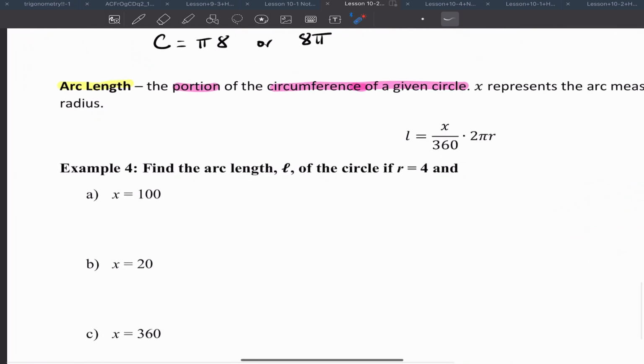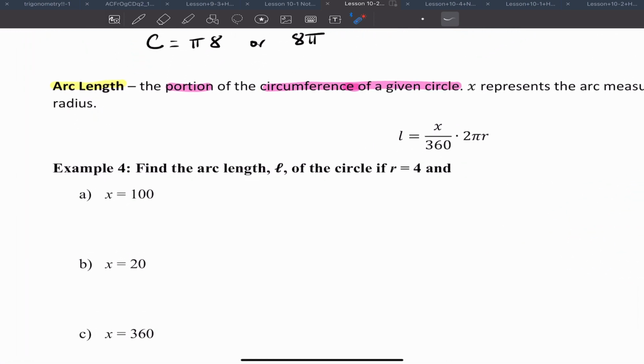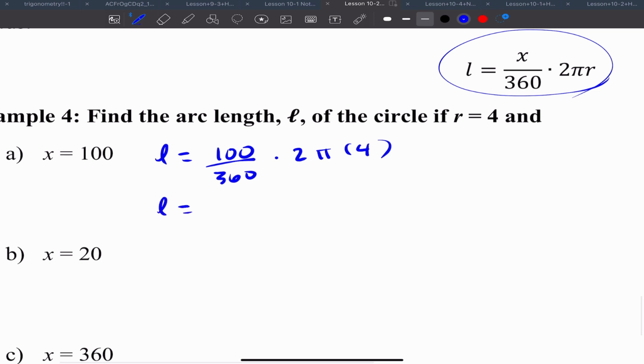So, example 4 says, find the arc length L of the circle if R, or the radius, is 4, and X is equal to 100. So, I'm going to use this formula. L equals 100 over 360 times 2 pi, well, the radius is 4. And I'm going to rewrite this as L equals 100 over 360 times 2 and 4, which is 8. And then you're going to slap on the pi. I'm not going to multiply the 2, 4, and the pi together because I want my answers to look nice. I want to leave it in terms of pi, okay?